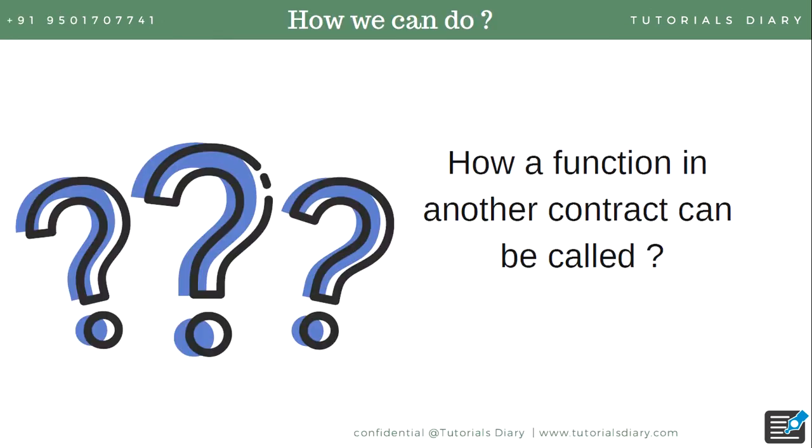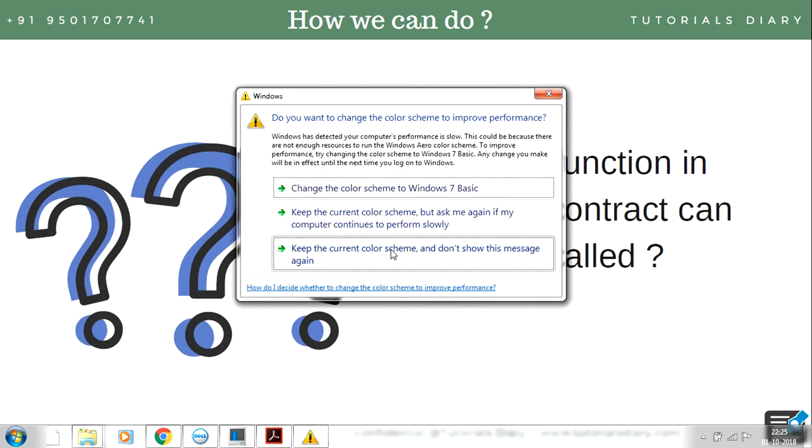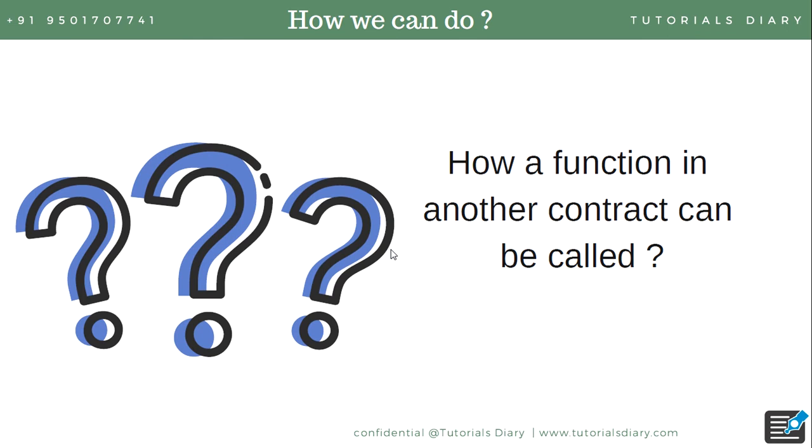This is the question we are trying to solve here: how can a function in another contract be called from a contract? You can take any example. Assume that you have a contract A where you have a function defined. You can have more than one function defined, and you have a contract B. Now you have a requirement to call a function F1 from contract B, which is defined in contract A. This is a very basic scenario which we'll show you with some sample code.